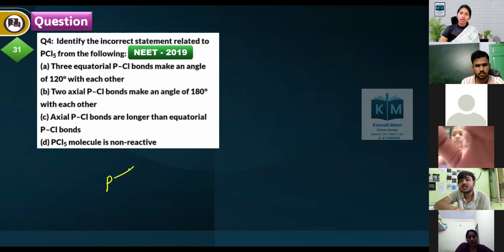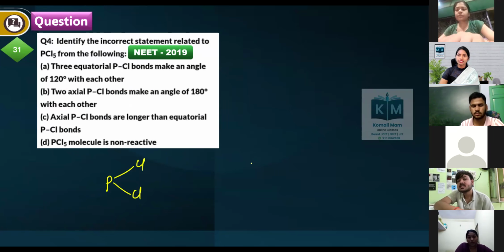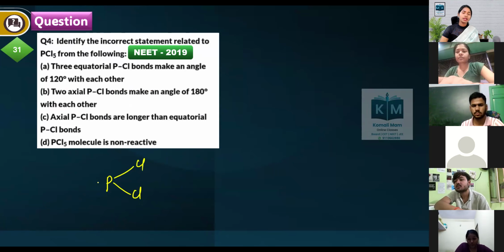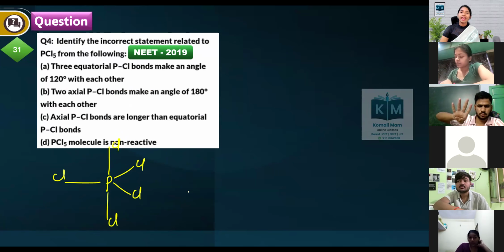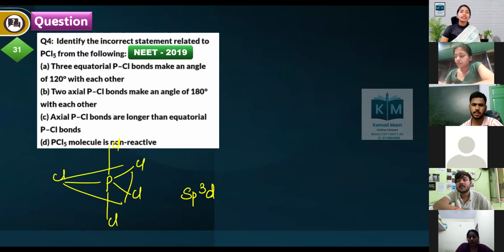Identify the incorrect statement related to PCl5 from the following. PCl5, what is the shape? What is the hybridization of PCl5? It is sp3d, trigonal bipyramidal. There are 3 equatorial P-Cl bonds, 1, 2, 3, correct? And the angle between them is 120.